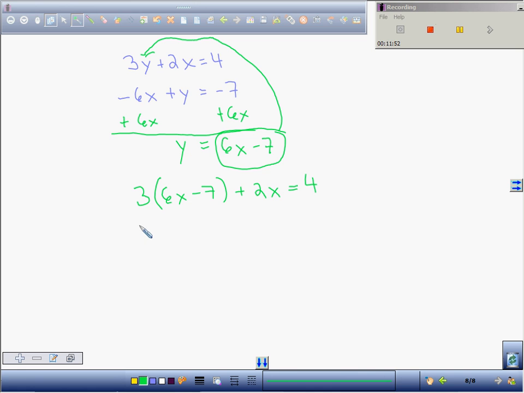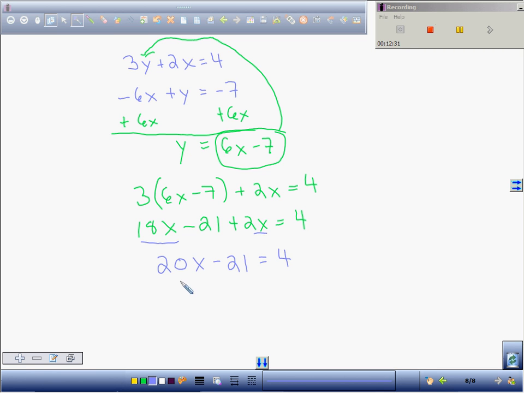You can't forget to distribute. 3 times 6x is how many x? 18x. And 3 times negative 7, negative 21, plus 2x equals 4. So now I'm going to combine this term and this term. How many x's do I have altogether? 20x minus 21 equals 4. Now what?